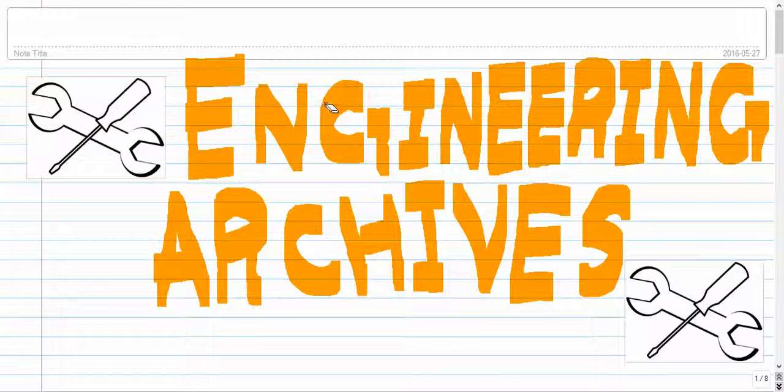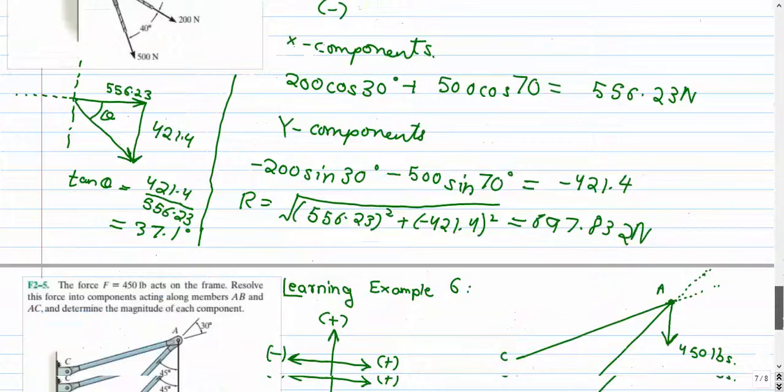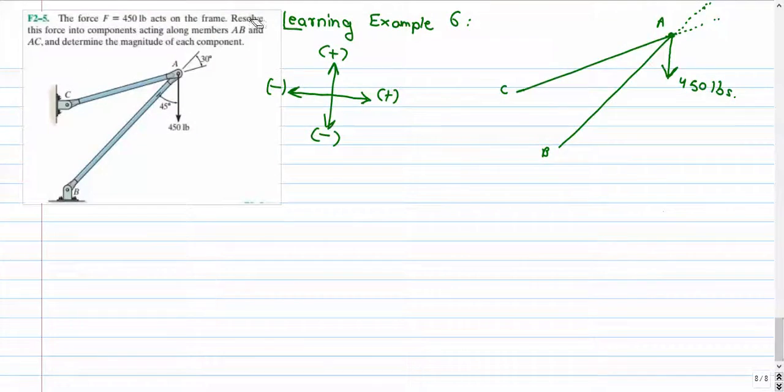Today we are going to look at example number 6. This example basically asks us to find the components of the 450-pound force. And it gives us a set of axes that are not perpendicular to each other. As you can see in the diagram, the angle between the two axes is 30 degrees instead of 90 degrees. So here I have drawn these axes and the way they would look like.